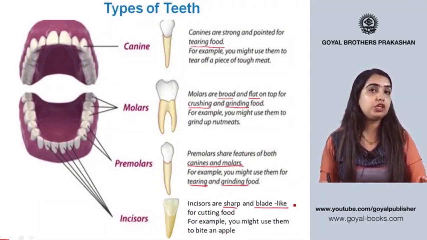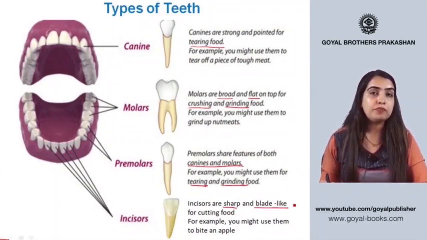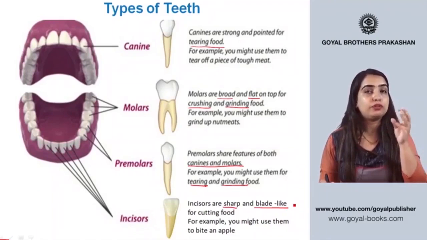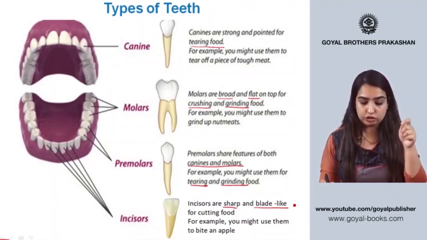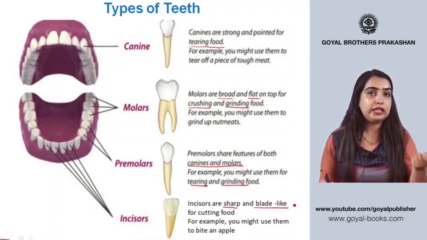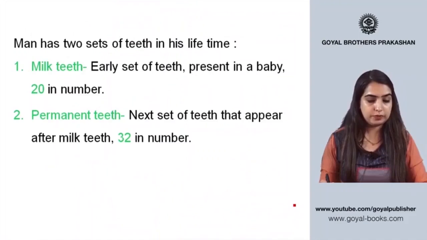Next we have incisors, which are sharp and blade-like. They're like this because they're used for cutting food. For instance, when you bite into an apple, you are essentially cutting it. So for that, incisors are used.